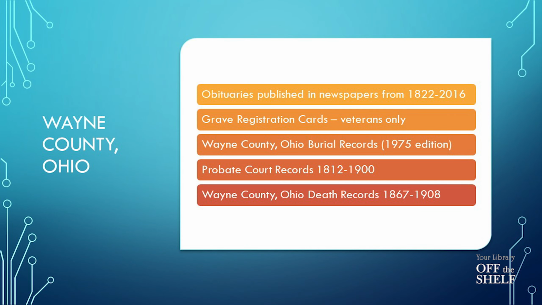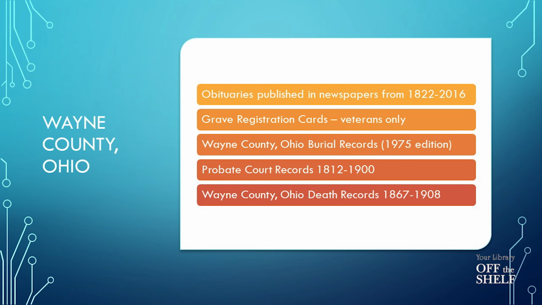Our library has indexed several different types of records within Rutherford B. Hayes. Although it says an obituary index, this could be misleading to a lot of people, because just because you find one of the names on there, it doesn't necessarily mean it's going to be an obituary or a death notice found in a newspaper. So we have included obituaries published in our newspapers probably from about 1822 to about 2016, give or take.